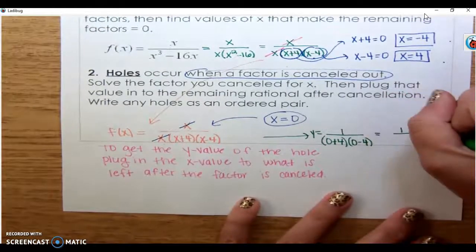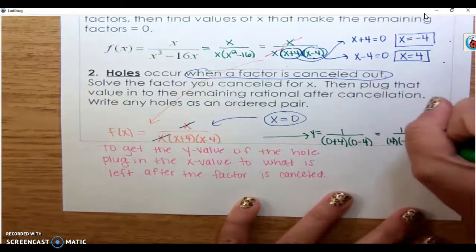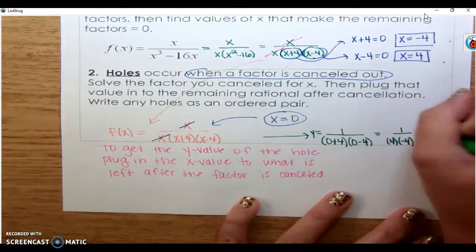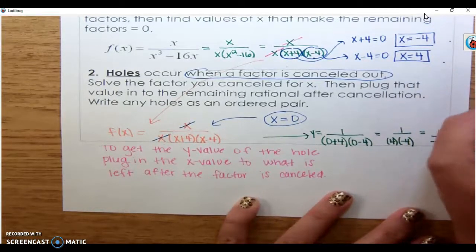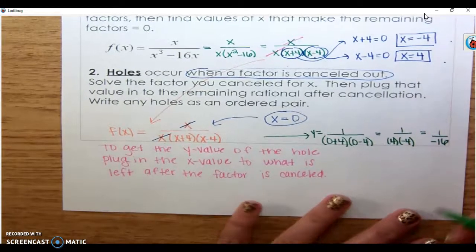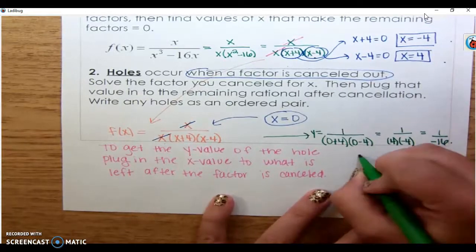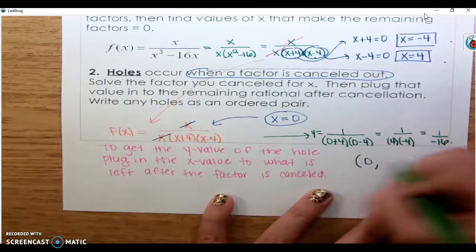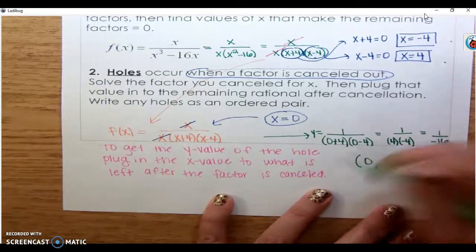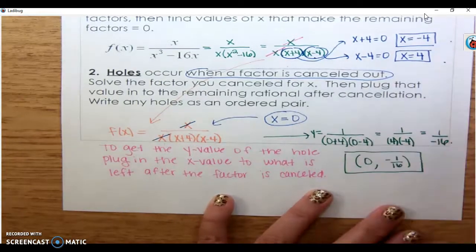So we're going to have 1 over 4 times negative 4 left, which is going to be 1 over negative 16. Okay, so this is the y value. So my ordered pair for my hole is going to be 0, negative 1/16. That's going to be my hole.